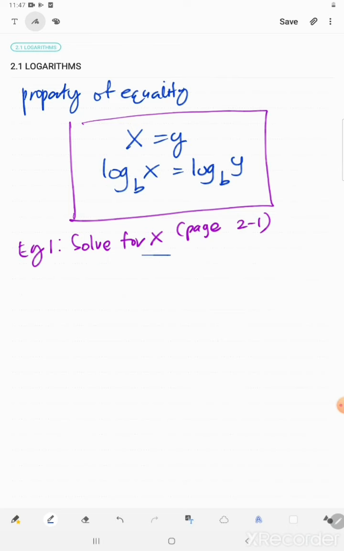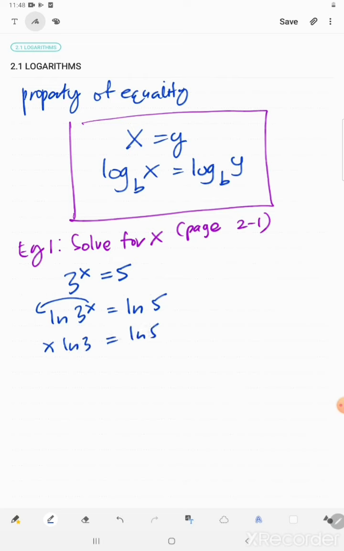So let's look at the example. Solve the value for x. Let's say I have here 3 power of x equal to 5, and I want to find the value for x. Now to solve this, you have to add ln or log to the left side and right side. So it will be ln 3 power of x equal to ln 5. x you can bring in front, so it will be x ln 3 equal to ln 5, and x equals ln 5 divided by ln 3. So this is the answer, where when you want to solve an equation involving an exponential function, you can use ln.